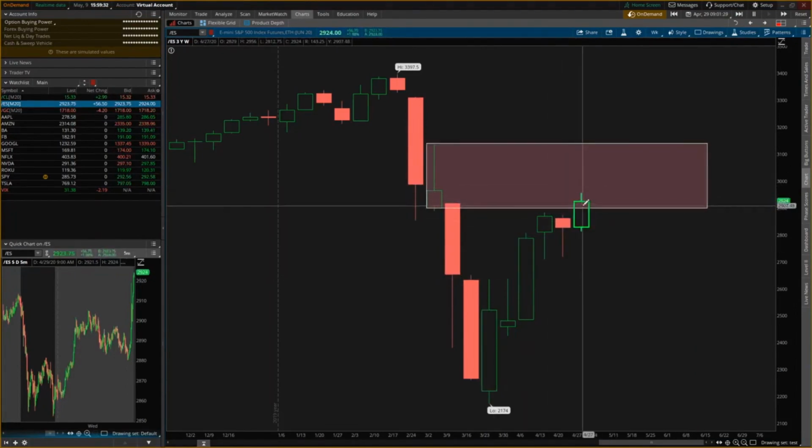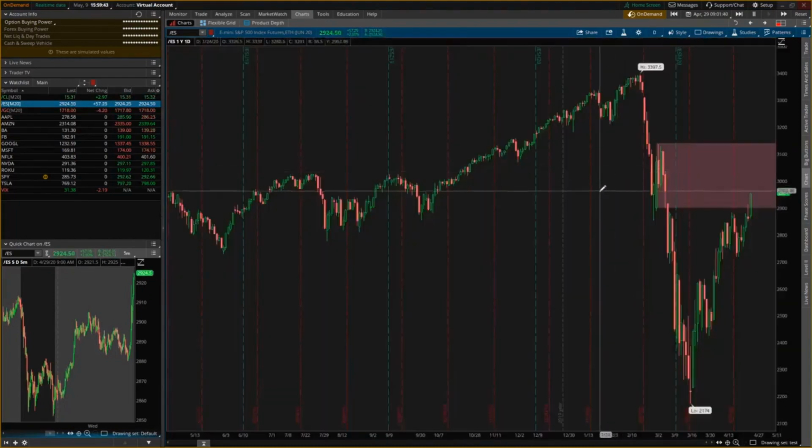If you don't have it transparent, the candles, you're really not going to see as clear. So right off the bat, I have a weekly supply. I know this large box right here, this 200 something point box is weekly supply. Now what I'm going to do is I'm going to go to a daily.